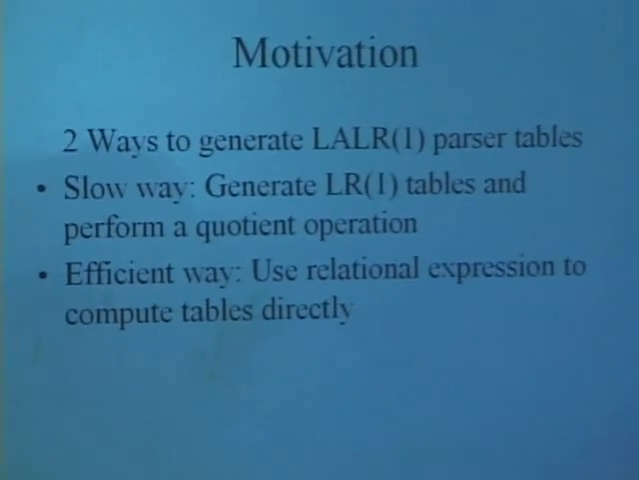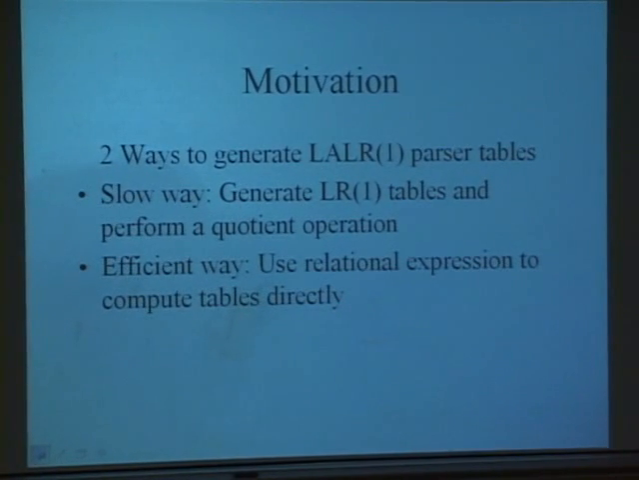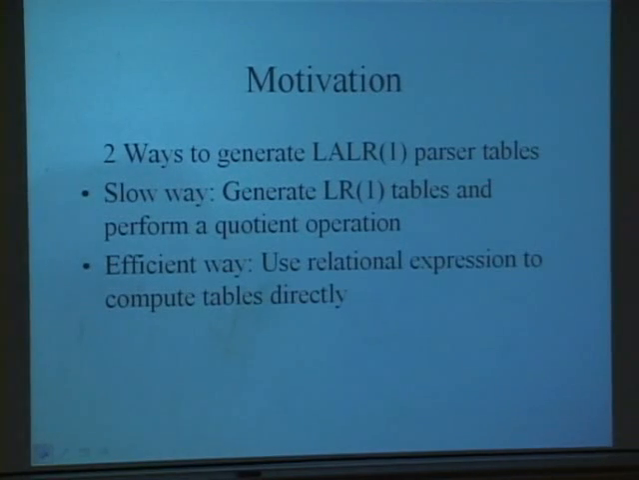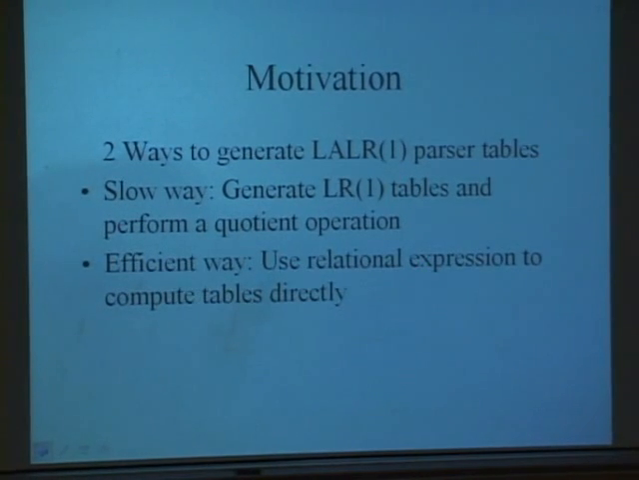I took a few classes with Dan a few years ago, and last year I decided as an exercise to work out an LALR(1) parser just to get more familiar with the theory behind it. And I found, of course, there are two ways to generate LALR(1) parser tables. One is you do LR(1) parser tables and perform a quotient operation. The other one is use this relational expression and a transitive closure to get a fast, direct computation, right?